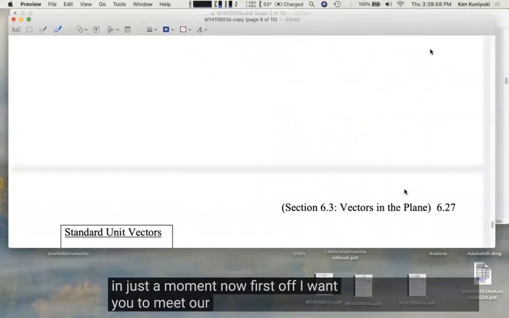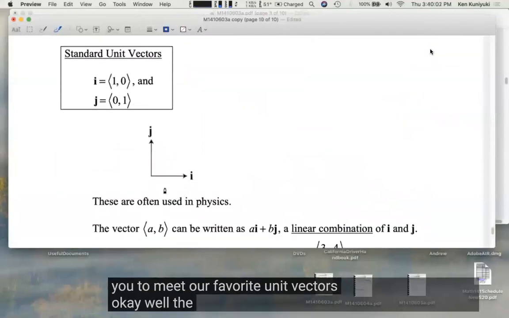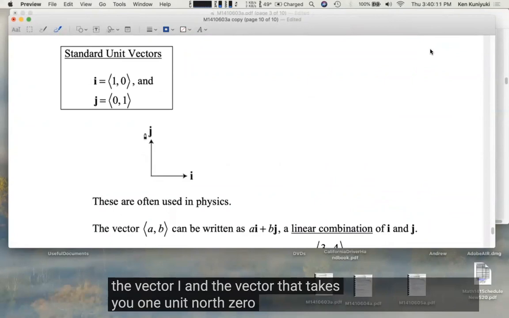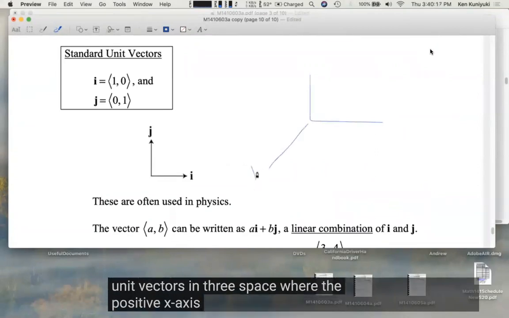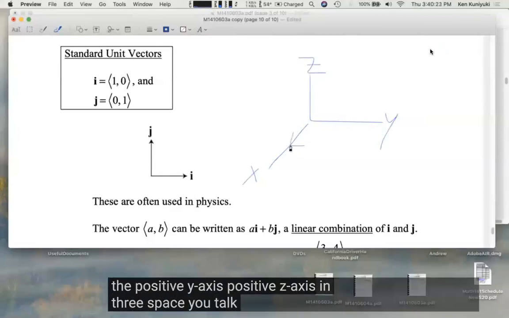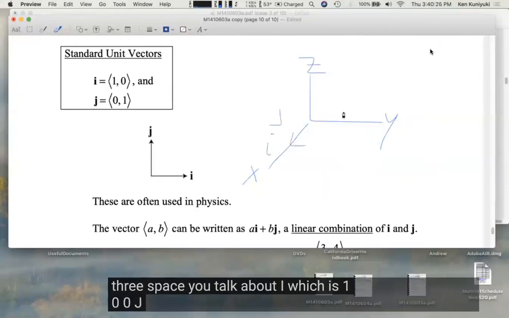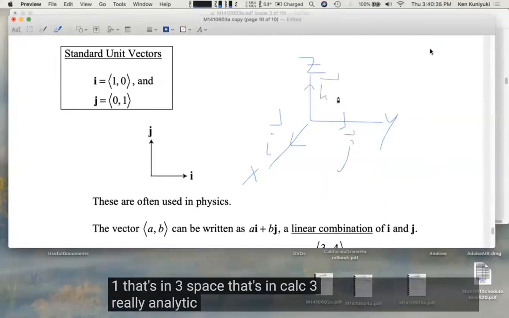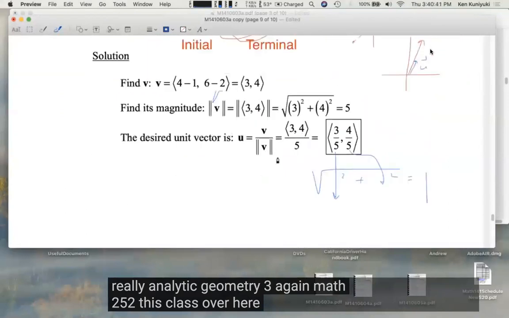First off, I want you to meet our favorite unit vectors. The vector that takes you one unit east, 1, 0, is called the vector i, and the vector that takes you one unit north, 0, 1, is the vector j. These are called standard unit vectors. In 3 space, where the positive x-axis points out at you, here's the positive y-axis, positive z-axis, you talk about i, which is 1, 0, 0, j, which is 0, 1, 0, and k, which is 0, 0, 1. That's in Calc 3, really analytic geometry 3, Math 252, this class over here.